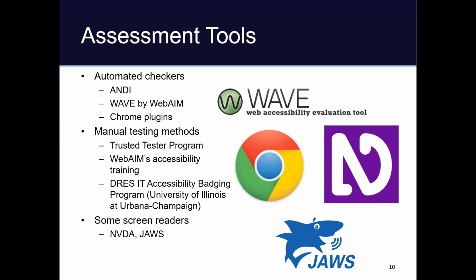One manual method, the trusted tester method, is the culmination of the Department of Homeland Security's trusted tester program. Other methods taught by programs like WebAIM's accessibility training or the Disability Resources and Educational Services IT Accessibility Badging Program out of the University of Illinois at Urbana-Champaign follow similar procedures. We are going to focus on the trusted tester method because that is the training that I went through.